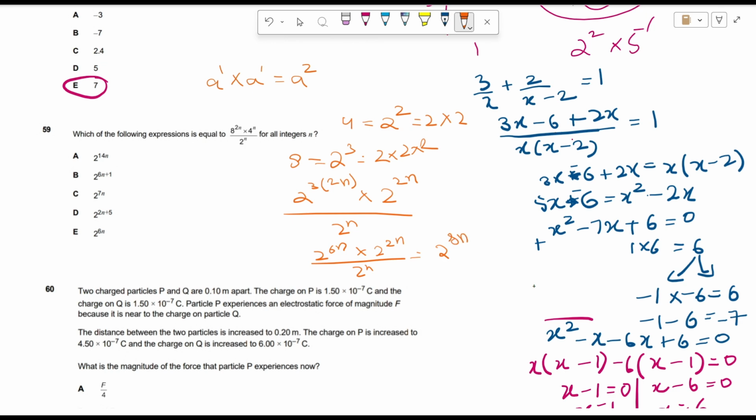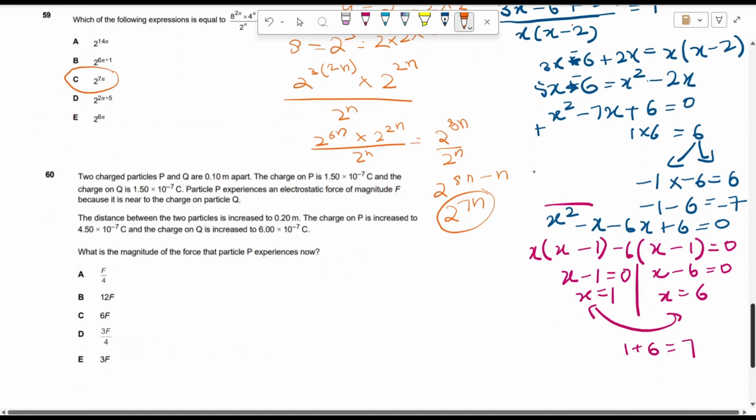Upon 2n. When bases are same and they are in division, so the power would be subtracted. 2 minus 1 is 1 then, right? So basically 2 power 8n minus this power would be subtracted, right? Minus n. So 2 power 7n. This is the answer. 2 power 7n. C is the correct answer.